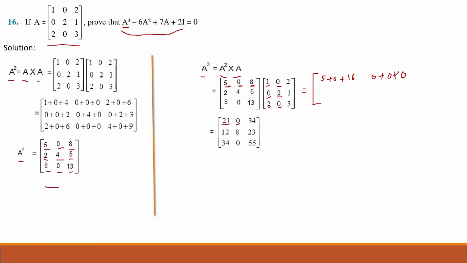For the last column it will be 5 into 2 10 plus 0 plus 3 into 8 24, which is 34. And for second row 2 into 1 2, 4 into 0 0, and 5 into 2 is 10, which is 12. For second column 2 into 0 0, 4 into 2 8, 5 into 0 0, so answer will be 8. And for last column it is 4 plus 4 plus 15, which is 23. And for element of last it is 8 plus 0 plus 26, which is 34. And for second column it is 0 plus 0 plus 0. For the last element it is 16 plus 0 plus 39, which will be 55.